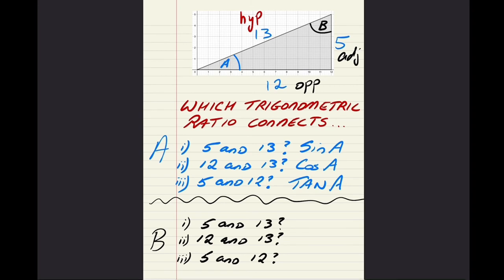So question 1, 5 and 13. Which trig ratio connects 5 and 13? Well, 5 is the adjacent in this case. 13 is still hypotenuse. Adjacent over hypotenuse is cos. So cos B. The second one, we have 12 and 13. In this case, 12 is opposite B and 13 is still hypotenuse. Opposite and hypotenuse is sine.